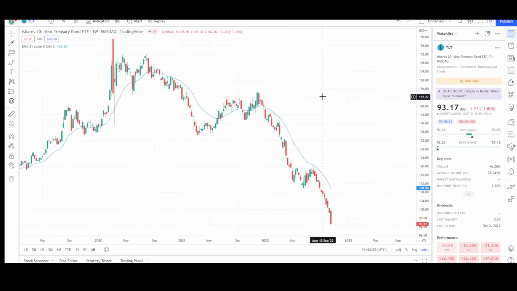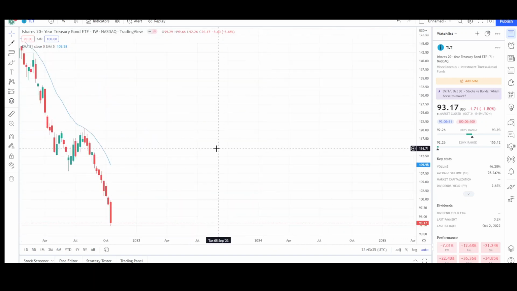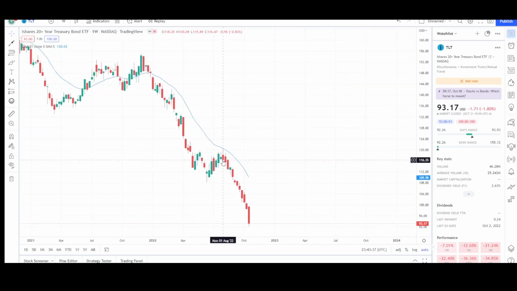Here we have the weekly chart for TLT, and every week since August 1st has been a red week, meaning when prices open on Monday, on Friday it's lower than what it was. So there was one week right here in late August that was green, meaning we opened up on Monday at a price level, and then we traded up throughout the week and closed higher.